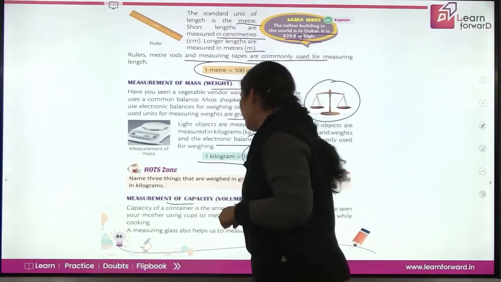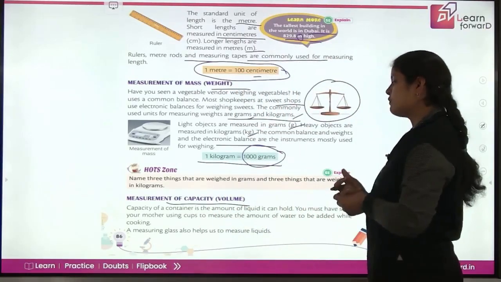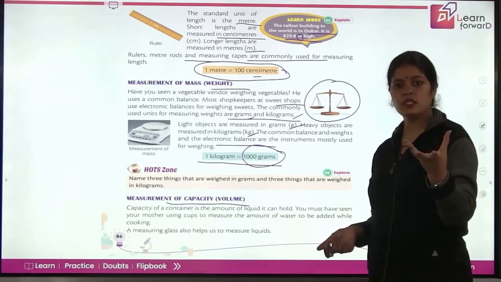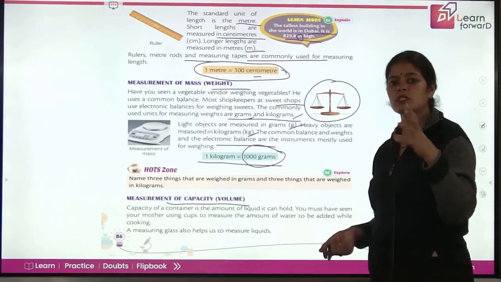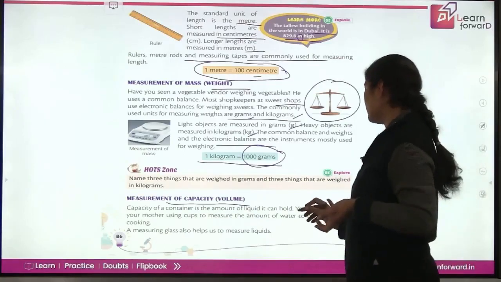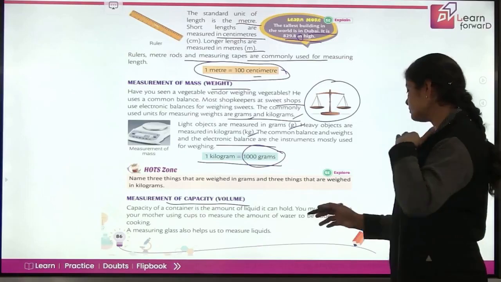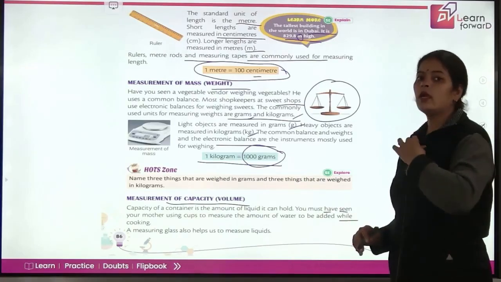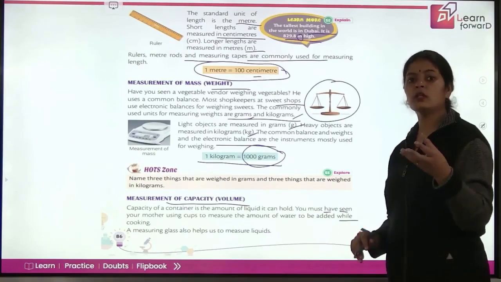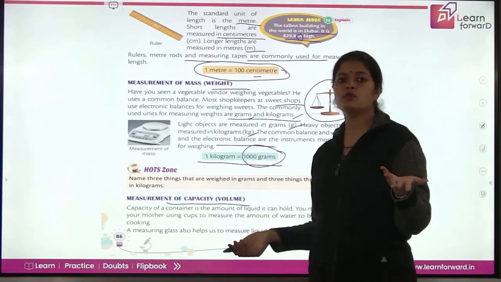Now measurement of capacity. How can you measure the volume of anything? It is in liters only. Capacity of a container is the amount of liquid it can hold. A glass can hold this much water, a bucket can hold this much. So this is the amount of liquid that can be held by a container. You must have seen your mother using cups to measure the amount of water to be added while cooking, and again using a cup for measuring the milk for making tea. So again these are the common things that we use to measure things.